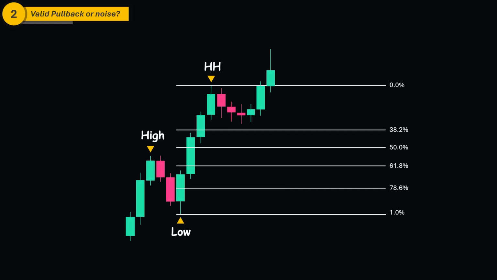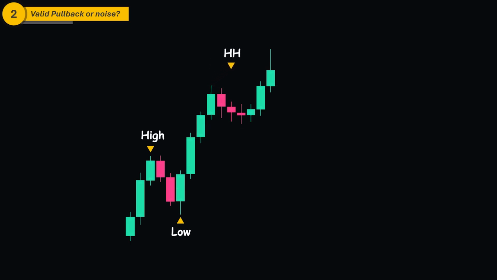By waiting for a pullback to hit the 38.2% level or deeper, we ensure that we're only reacting to meaningful corrections, not just market noise. So in this case, it is considered a single leg, and a reversal only occurs if the market breaks below this swing low. Let's recap this in a bearish scenario.